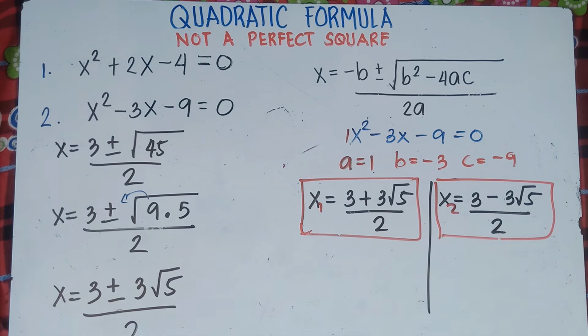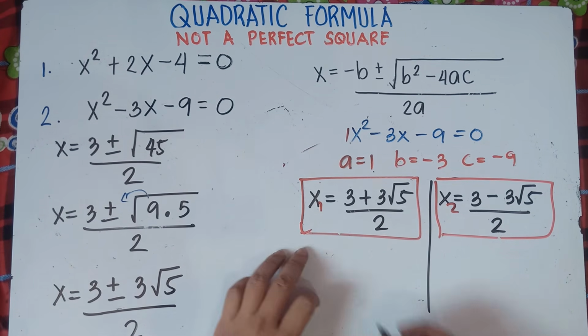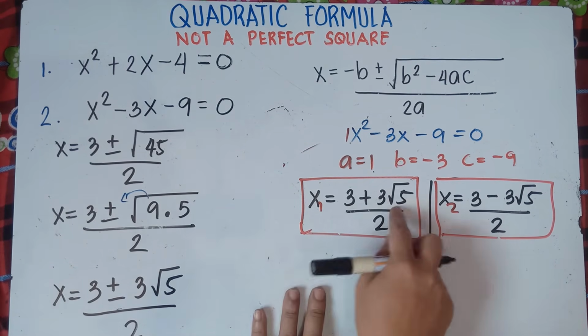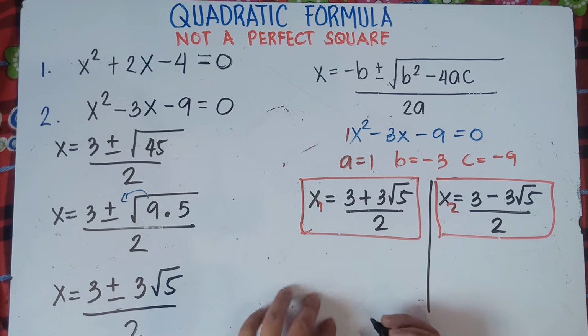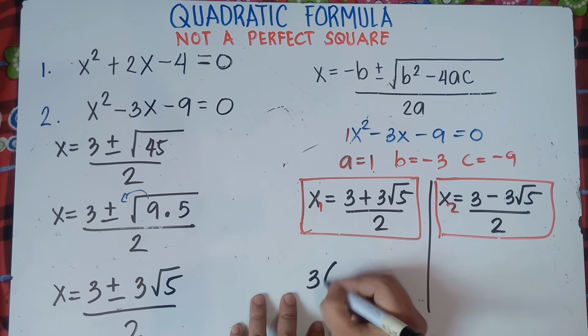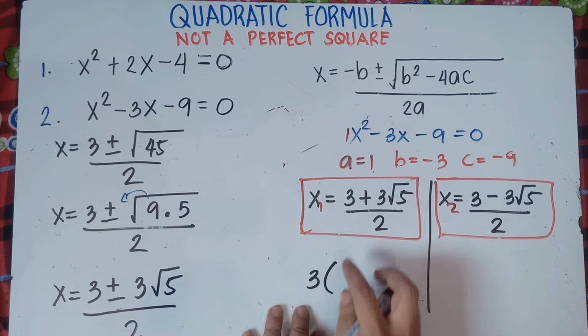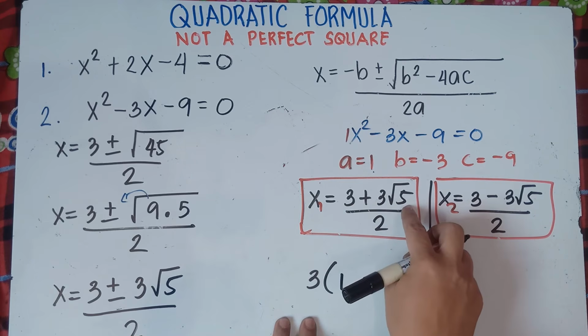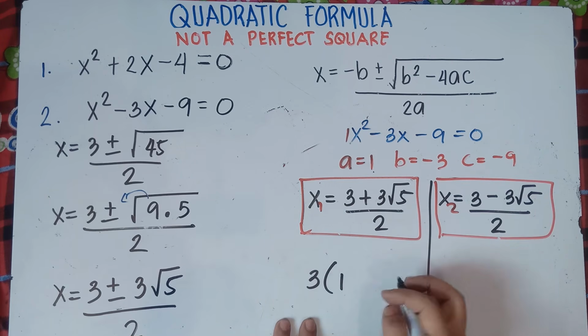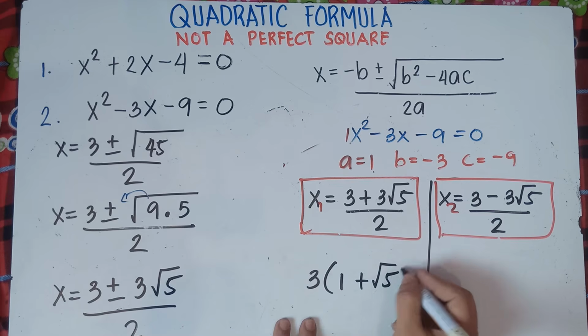Or you can have this answer, class. Can we factor this out by 3? Yep, we can factor this out by 3. So 3 divided by 3, that is 1. 3 square root of 5 divided by 3, that is positive square root of 5.